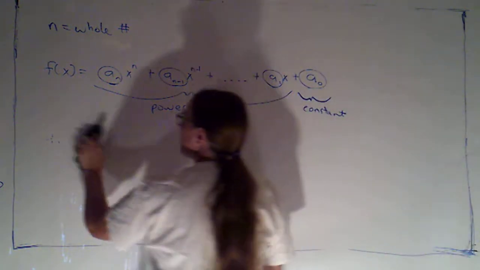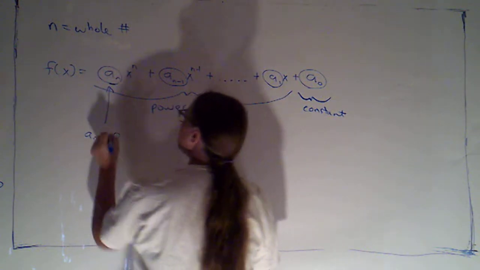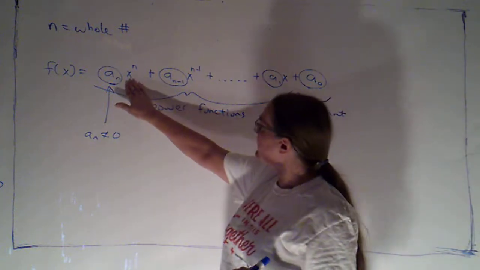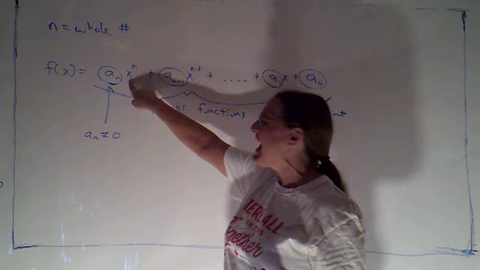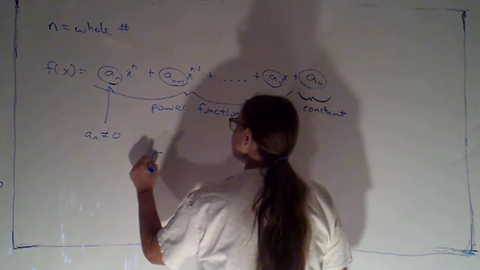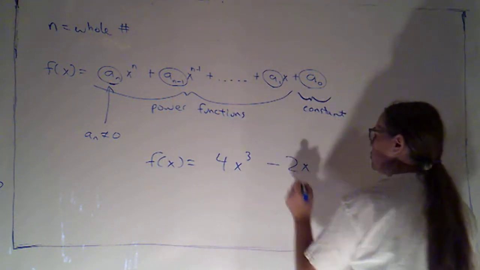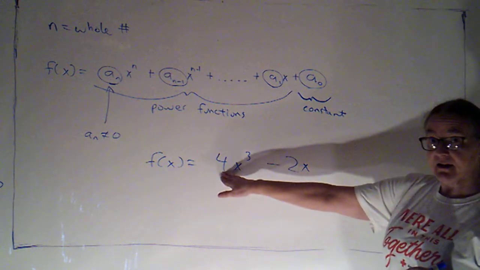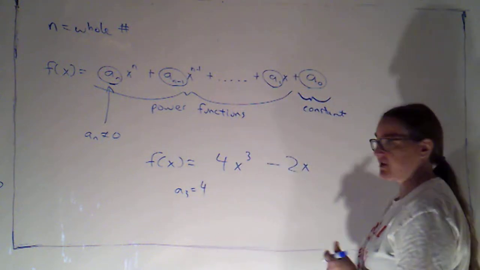Now, we are going to require that a sub n is not 0. The other ones can be, but right here, I've got that n is the biggest power of x that I'm writing. I can't write 0 copies of that. So for example, if I had something like f of x equals 4x cubed minus 2x, there, my a sub 3 would be 4. So I've got 4 copies of x cubed.